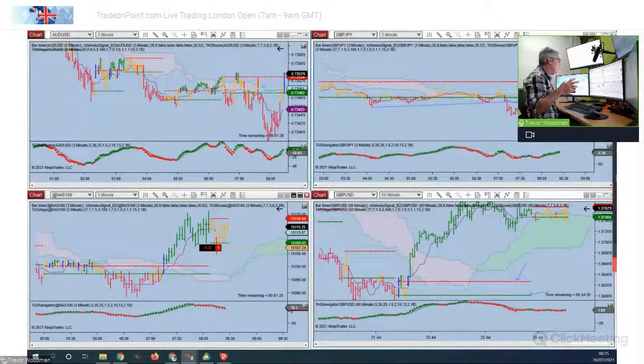For the Nasdaq, I want my stop just above the high, because we're trading at what they call blue skies. Blue skies is the highest levels that we've ever been at.